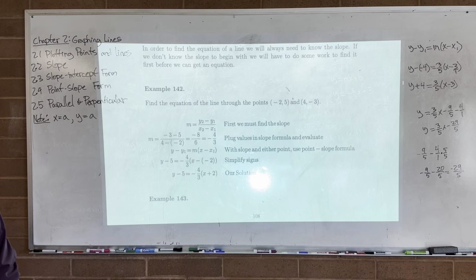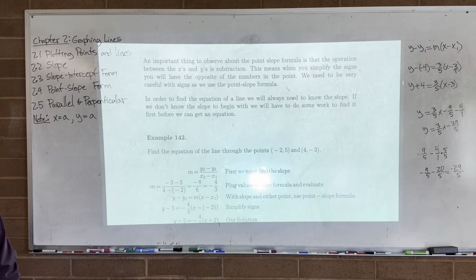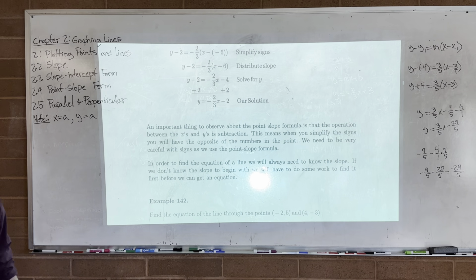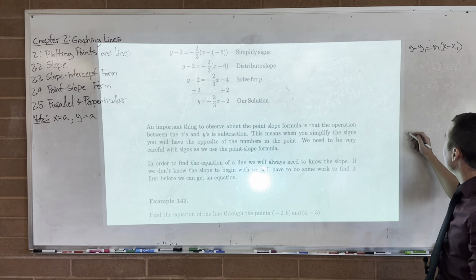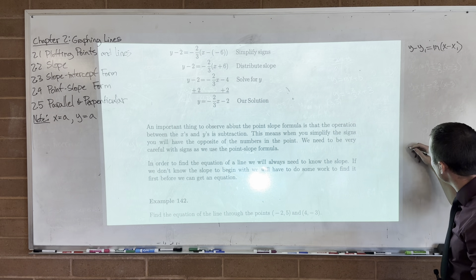Not sure if we need to see more of these. Let's do one like this, though, one where they just give us 2 points. So we have this equation. When we have a point and slope, we can use the point slope form, but they didn't give us a point and slope. They gave us 2 points. We just have to calculate the slope first, and then we can do it.